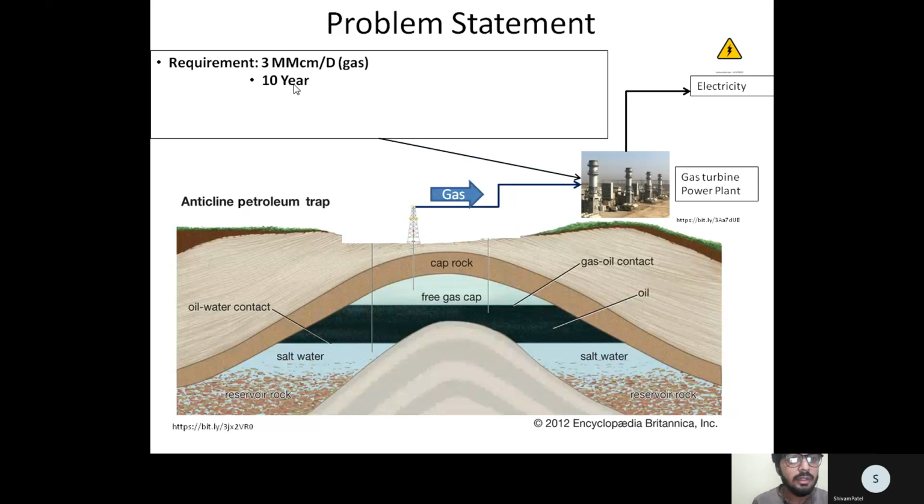that, are we able to produce this constant 3 million cubic meter gas per day up to 10 years? And we have a reserve of 18.45 billion cubic meter in this reservoir. So now the challenge or the problem is: are we able to produce 3 million cubic meter gas per day up to 10 years, that is, are we able to maintain the constant flow rate or not? So that is our problem.